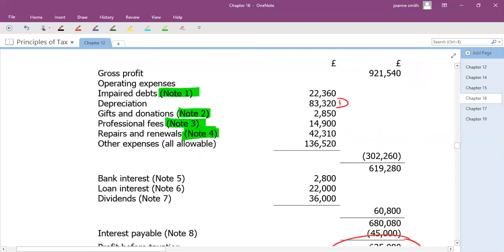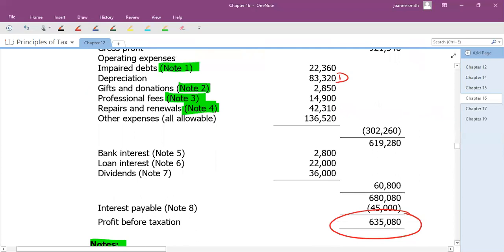It tells us that all the other expenses are okay. Now we've got the income. So those are the expenses, and these are the income items. Look, 60,800 has been added to the profit. So this is now looking at income.